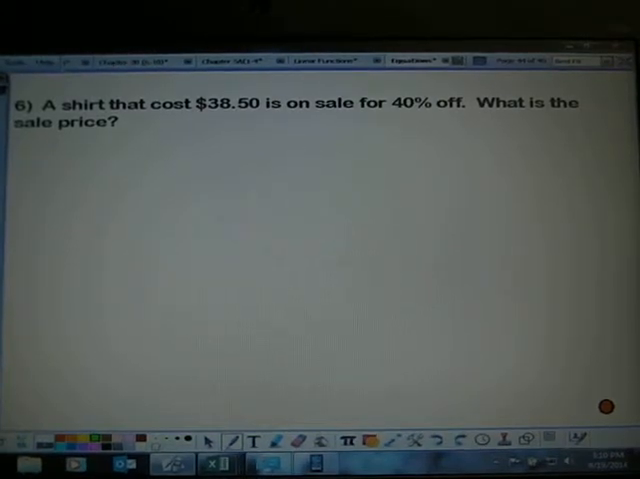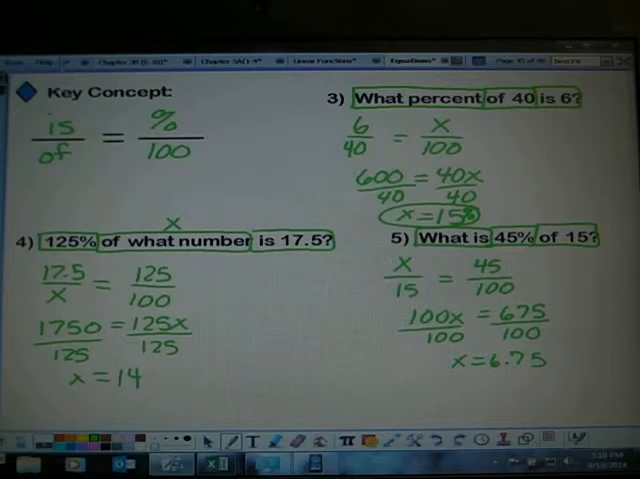Now, if we go back and look at this, these numbers, this is a percent number. This is 100%. This is part of the 100%. This is the whole 100%. This is 6 out of 40. That's what it's really saying. This is 6.75 out of 15. This is 40 out of 100.